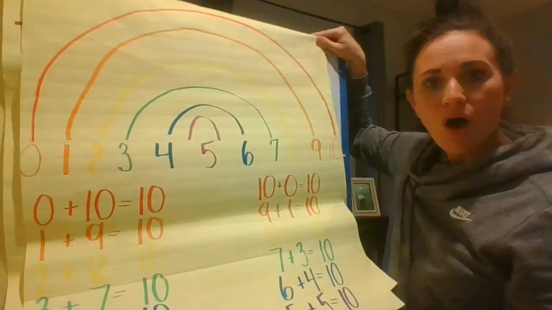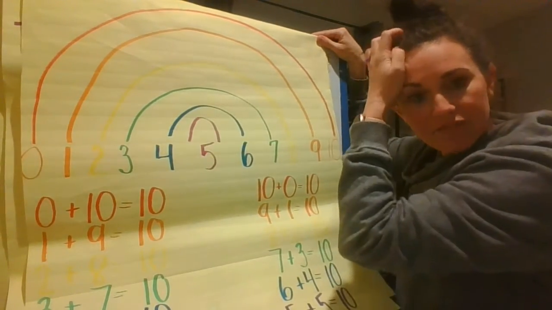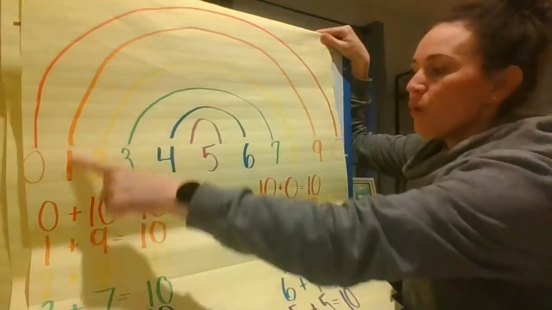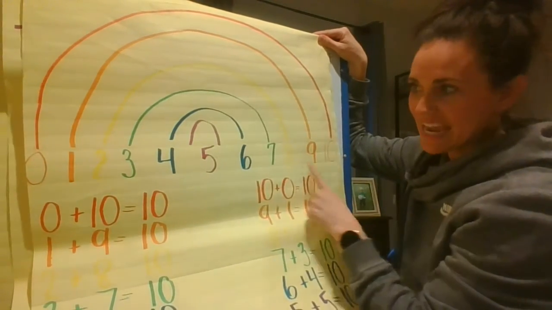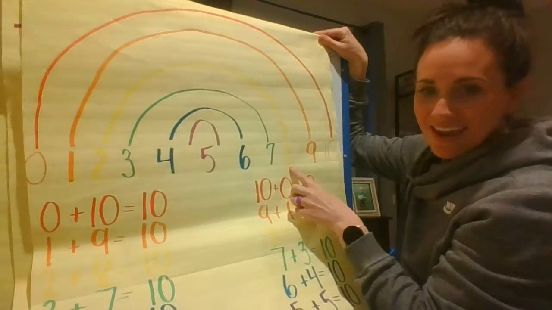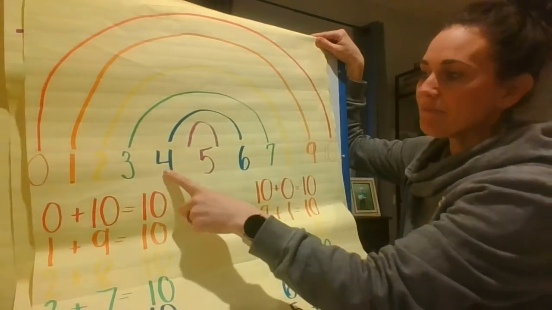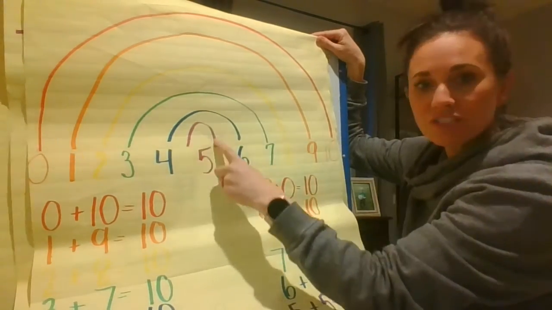And we talked about how all these facts are related, like on a 10 frame. So 0 plus 10 equals 10, of course. 1 plus 9 equals 10. 2 plus 8 equals 10. That one's tricky to see. 3 plus 7 equals 10. 4 plus 6 equals 10. And of course, 5 plus 5.